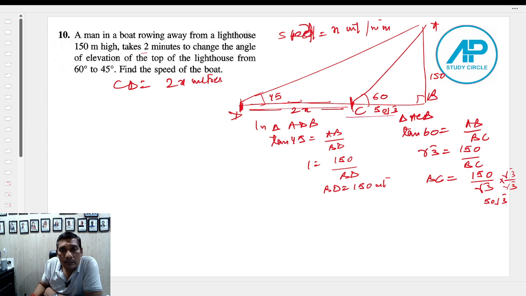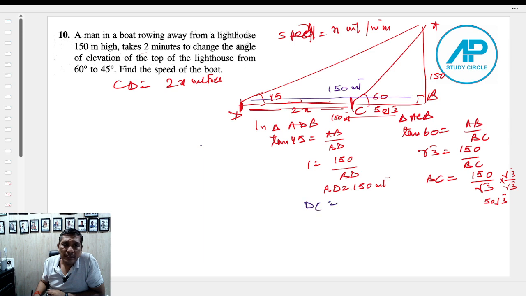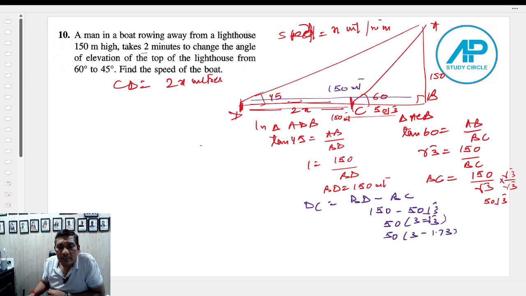this total is 150 meter. So this total distance is 150 meters. So I need to find the distance between DC, that will be BD minus DC. 150 minus 50 root 3, 50 ko common nikal lijiye, 3 minus root 3, 50 into 3 minus 1.732. What will be 3 minus 1.732? It is 1.268. 50 into 1.268 gives me 63.4 meters. Now we have got the distance traveled by boat in 2 minutes.